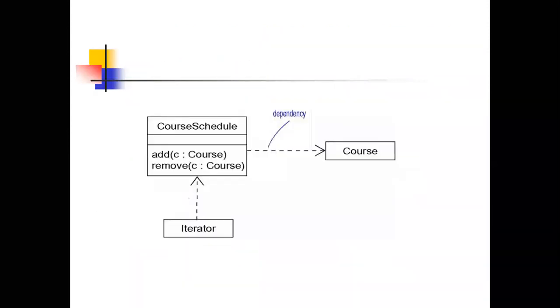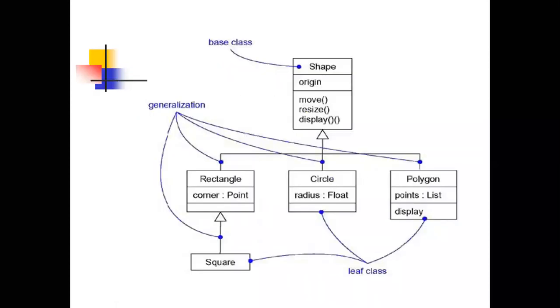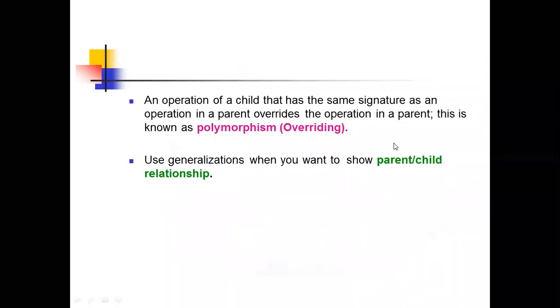Here you can see the dependencies between classes, how to denote the dependencies. Then we have seen the generalization, that is inheritance. Here you can see the inheritance: shape may be of rectangle, circle, or polygon. Here you can see the generalization of the shape class. Then the generalization of rectangle is the square class. This is the generalization relationship.